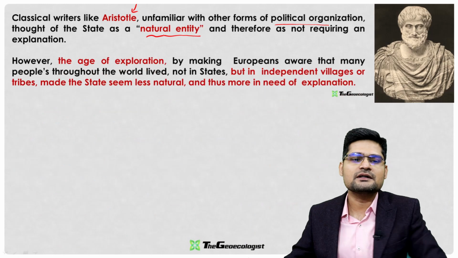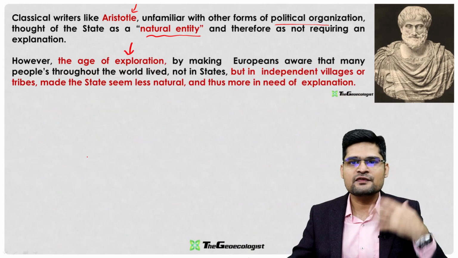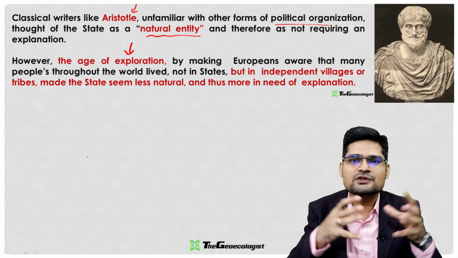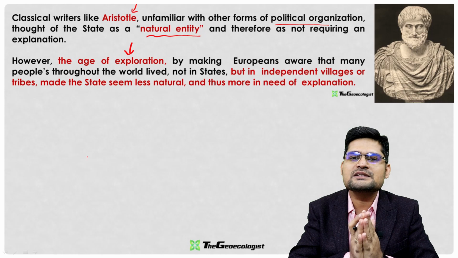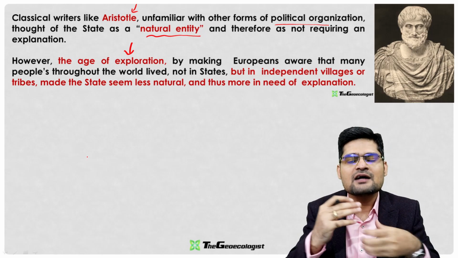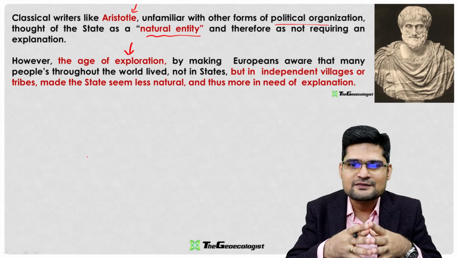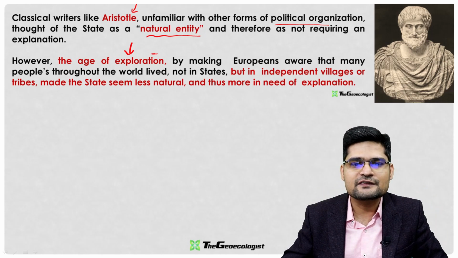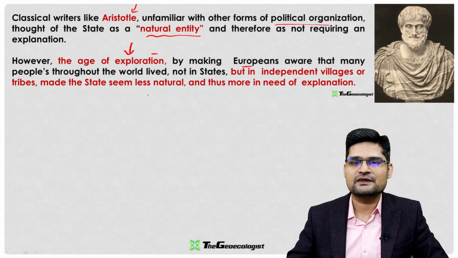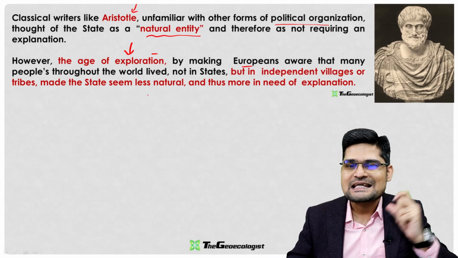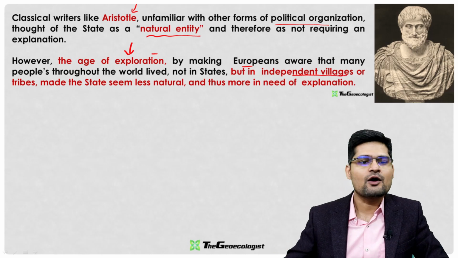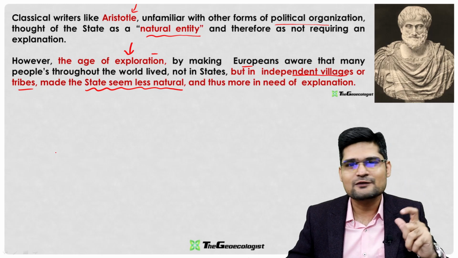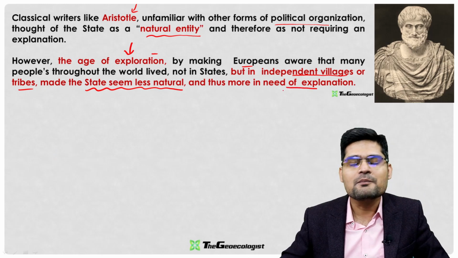So what you observe here is that the age of exploration, the age of Renaissance in Europe, and also the age of enlightenment during the later French Revolution, American Revolution and so many others, many European and American scholars delved deeper into the ideas of state and tried to understand it through various theories. After the age of exploration by Europeans specifically, the concept of state started to change, as independent villages or tribes made the state seem less natural. So this idea of a natural state was being questioned and thus needed more explanation.